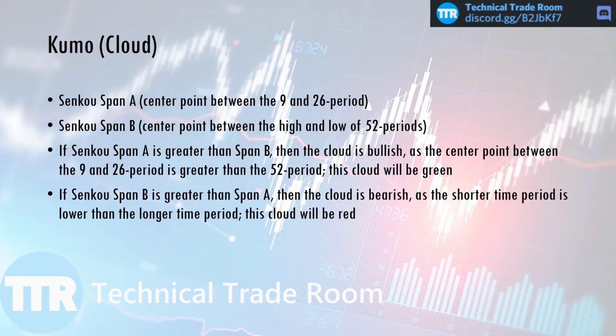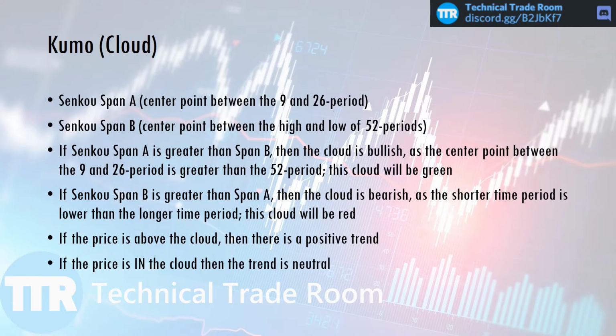It's also important to note here that the colors for the Kumo, and all parts of the Ichimoku for that matter, are customizable, and you can change them to fit your preferences. One of the most important things that the Kumo is trying to tell you is the trend. If the price is above the Kumo, then there is a positive trend. If the price is inside of the Kumo, then the trend is neutral. And finally, if the price is below the cloud, then there is a negative trend.